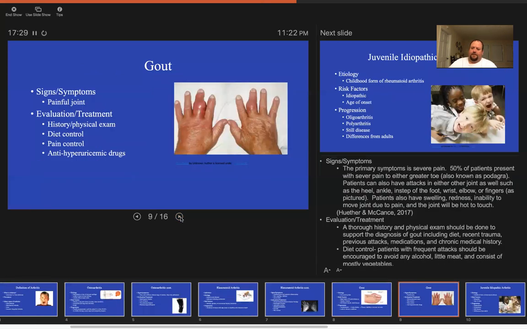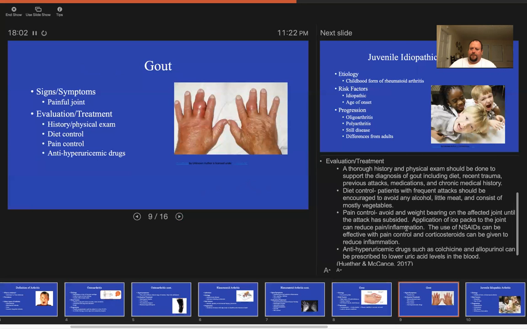All right, so signs and symptoms, like I said before: severe pain in an affected joint with redness, swelling, and a hot joint. 50% present with great toe pain, which is known as podagra. It also can affect other parts of the foot, elbows, wrists, or fingers, as you can see in the picture there.